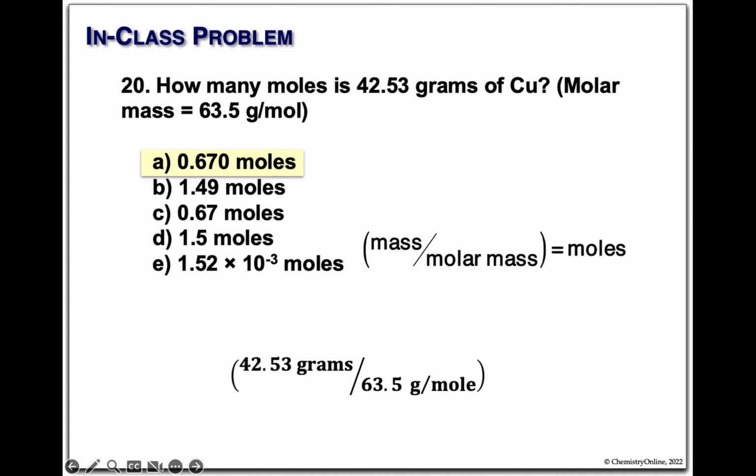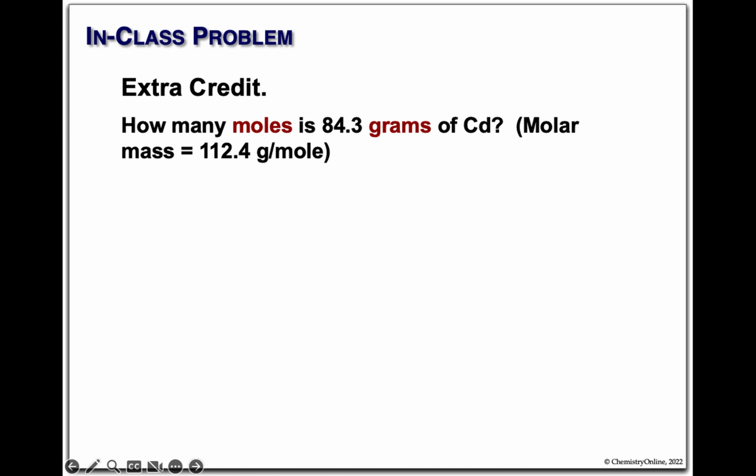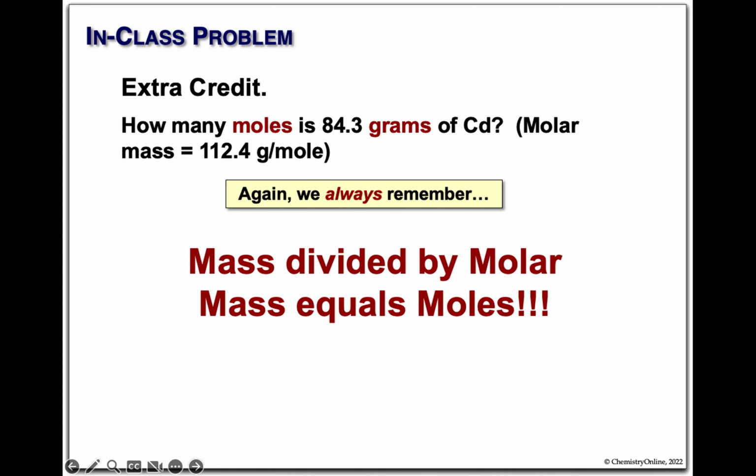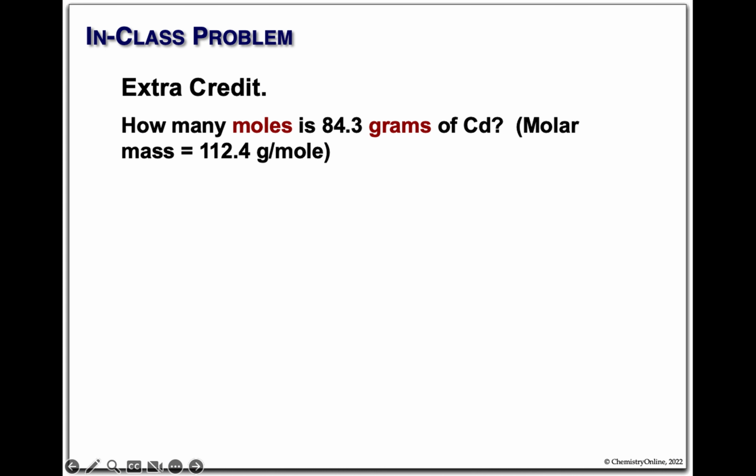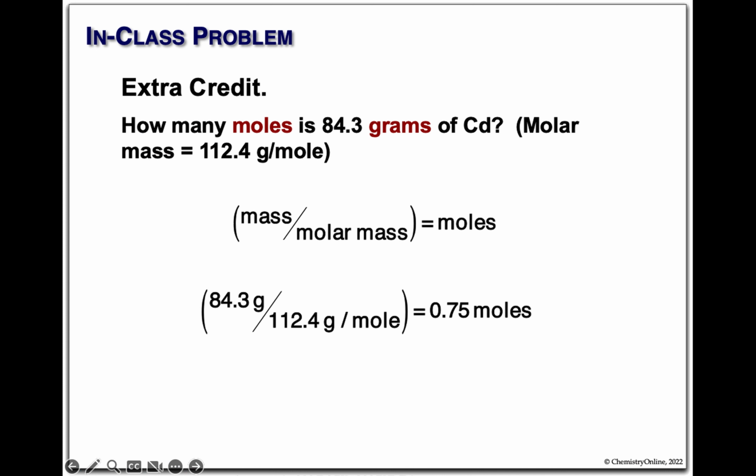Now, when I wrote this sample exam, I did not mean to write this as the extra credit. Okay? I just screwed up. But I did it anyway. How many moles is 83 grams of cadmium? Same problem we just did. Again, mass divided by molar mass. Here's our mass, here's our molar mass. The extra credit, you always show your work. So here we have mass divided by molar mass is moles, and we get 0.75 moles.